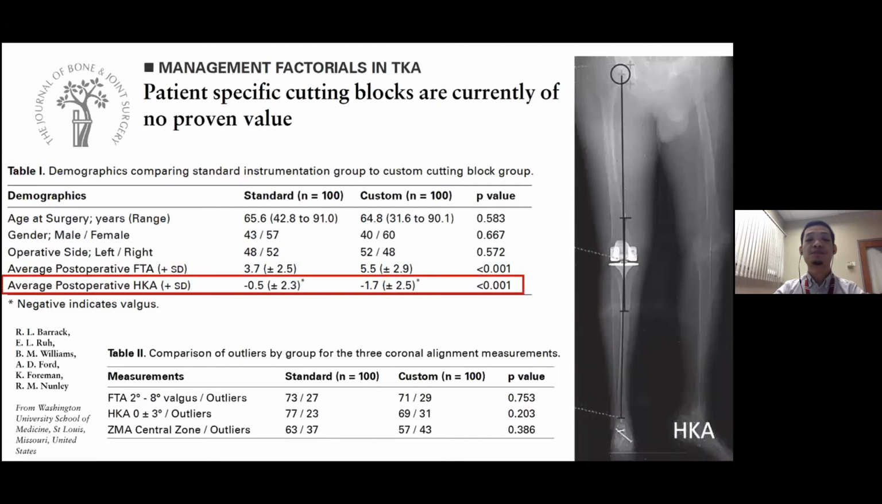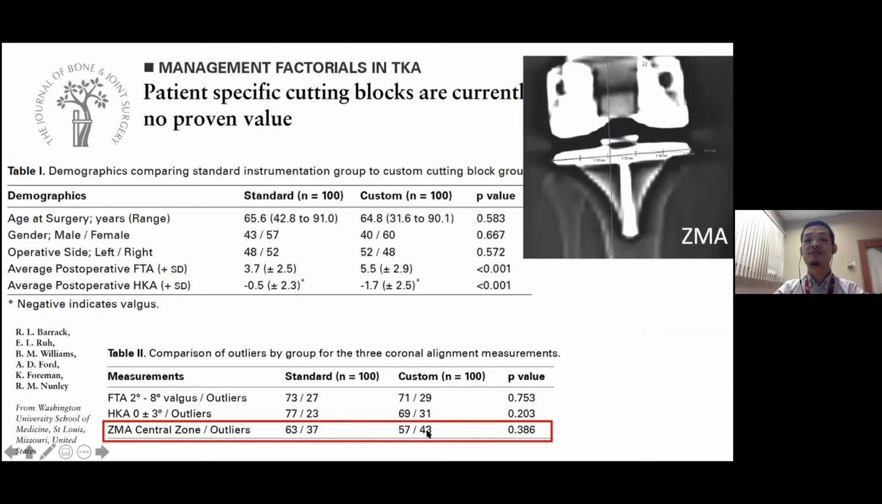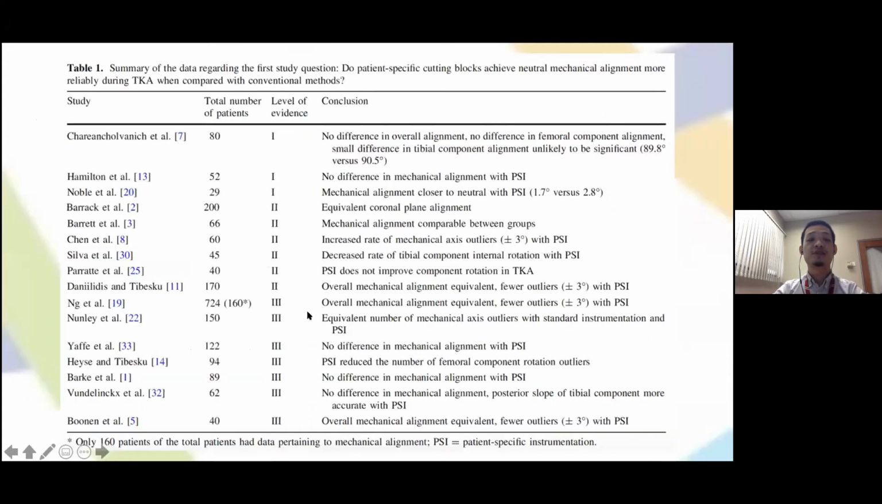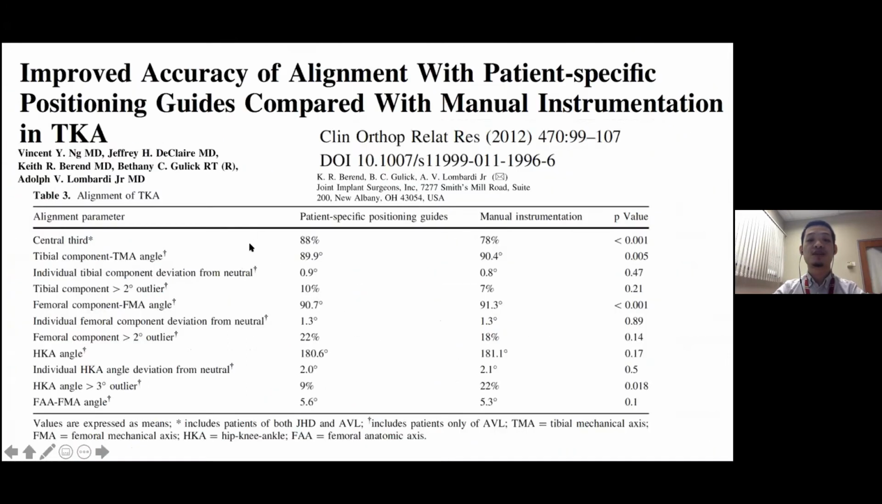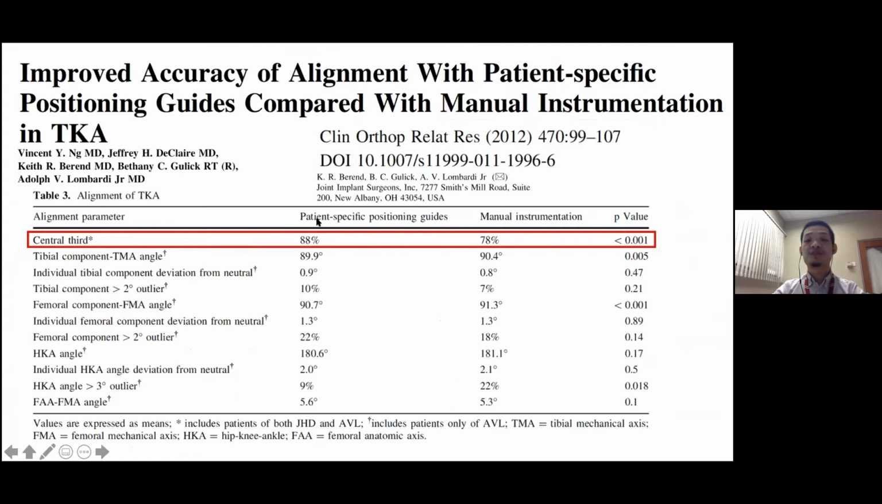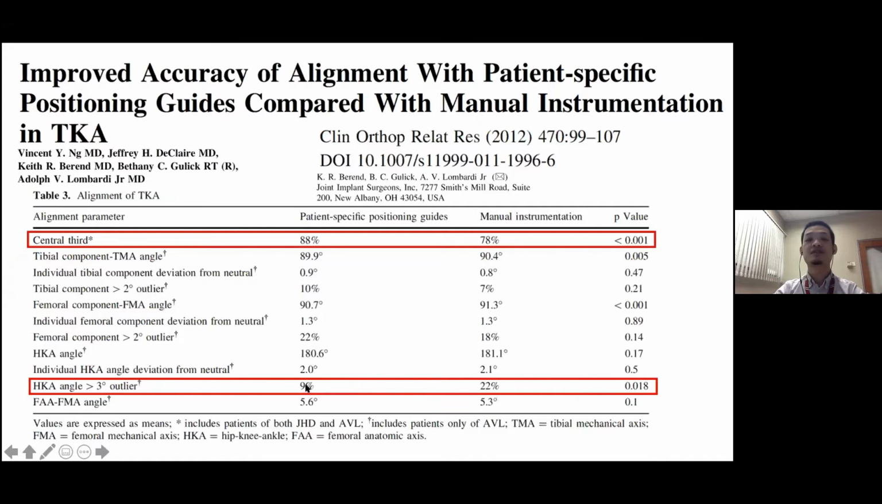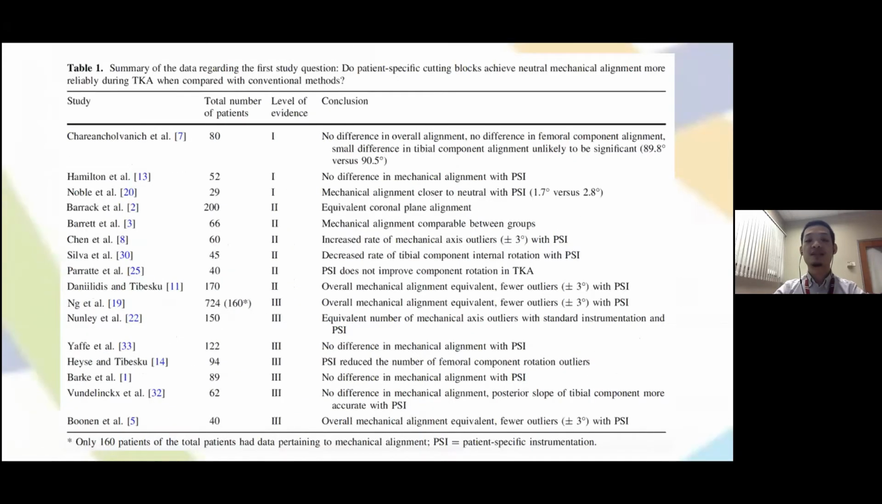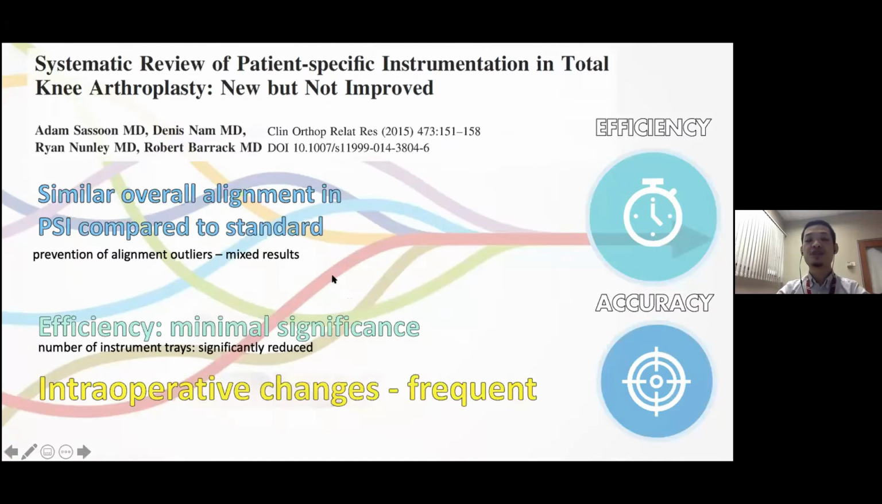And also there is a less amount of outliers. So less amount of outliers, if you can see the hip and knee angle, it falls away from the center of the tibia. And this is another big study, 724 patients, also by Americans. So again, patient-specific is more accurate, and there is less amount of outliers, more than 3 degrees. But still, it's not by much. Still, the accuracy is better, but still, manual is still good enough.